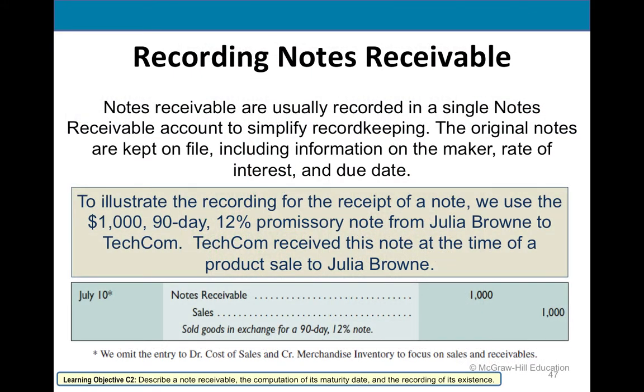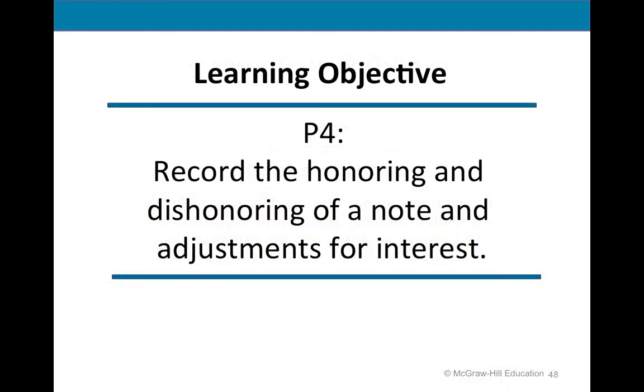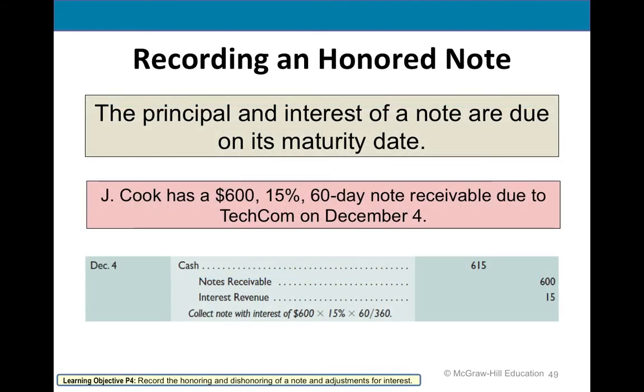How do you record a note here? Again, the note now says, okay, you made a sale with the notes. Again, you want to increase your receivable, your asset, credit sales. The honor and dishonor of a note. So now it says, okay, you get the cash back, plus you get the notes receivable, plus you receive $15 of interest. Now remember, that's your revenue. That's how banks and a lot of companies make money.